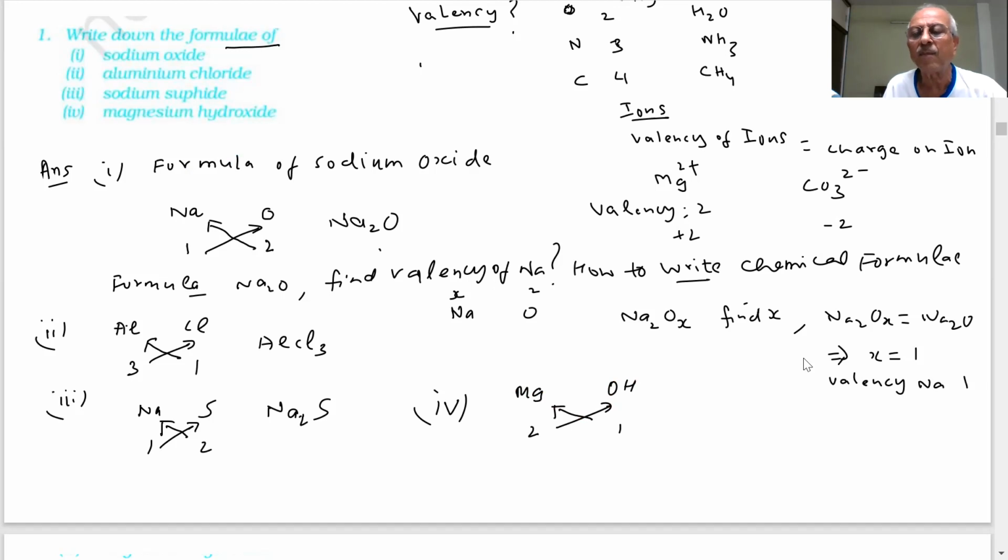It is a polyatomic ion. So how do we represent the formula then? Mg, we will put OH in parentheses and 2. So this is the formula of magnesium hydroxide. Note down everything. This is how we do the questions. This is how we will solve the question, and try to learn everything. It is important.